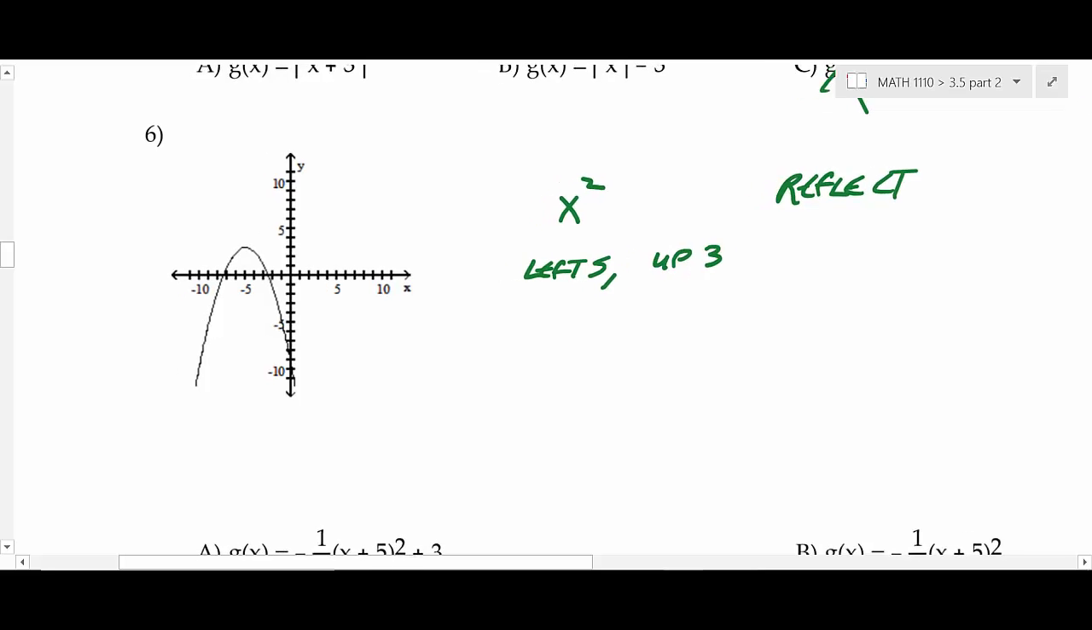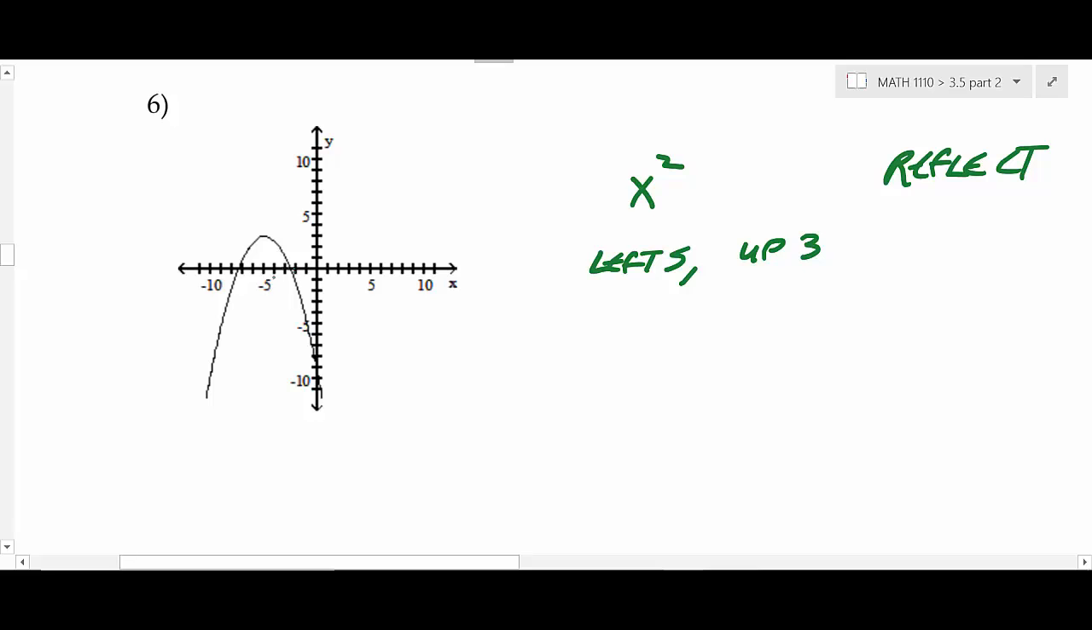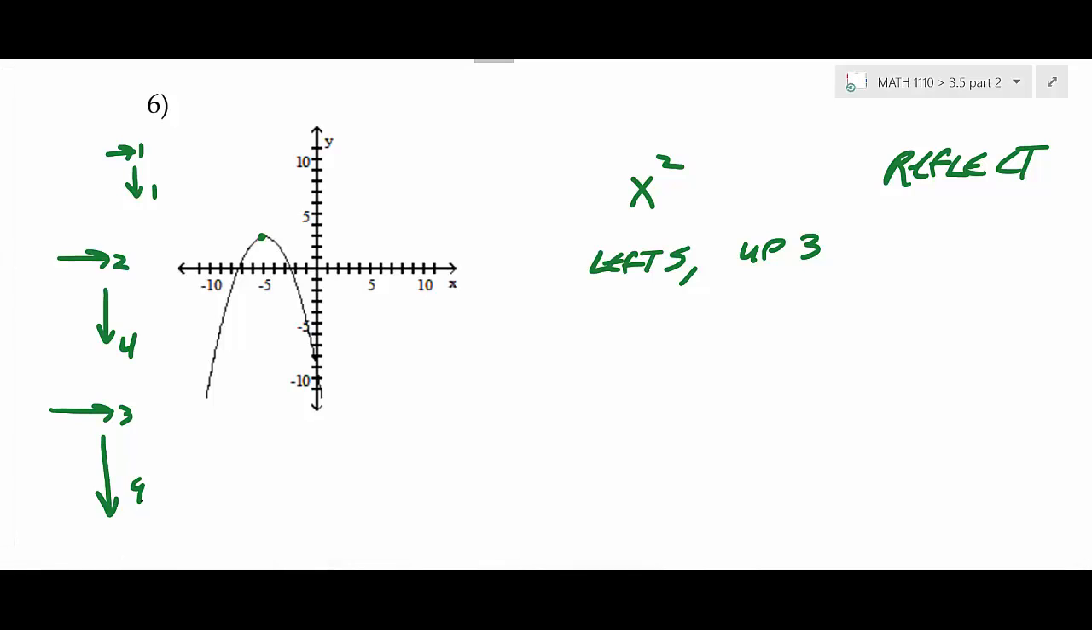So let me show you how I know if it stretched or shrunk, kind of like this. If you look at your vertex right here, if there's not a stretch or shrink, it goes like this. You go over 1 and then down 1. Or you go over 2, down 4. That's one way to look at it. And then if you go over 3, it goes down 9. You know where I'm getting those numbers? They're squaring. Okay? So if you don't have a stretch or shrink, it's over 1, down 1. Or start over again, over 2, down 4.